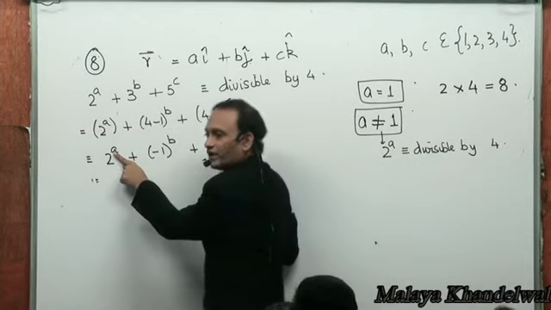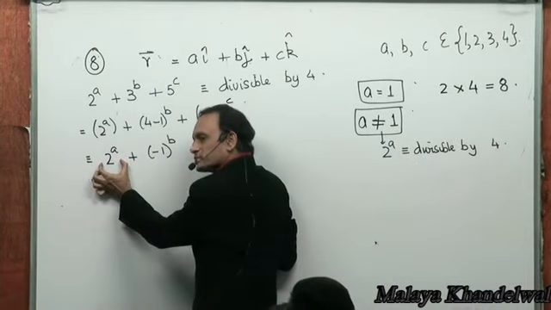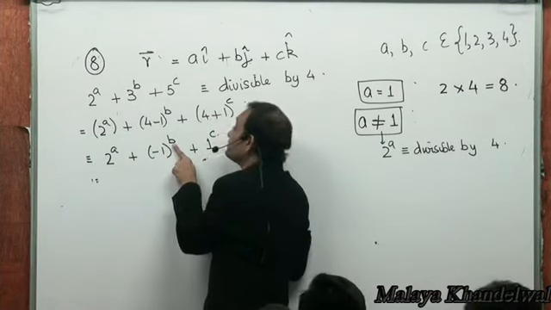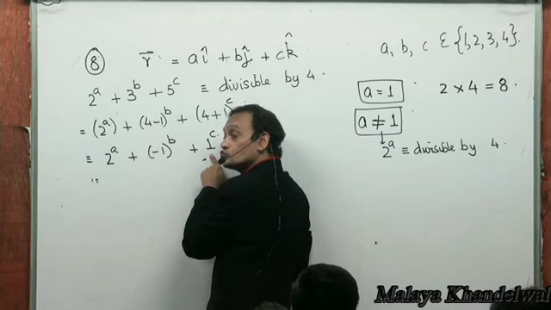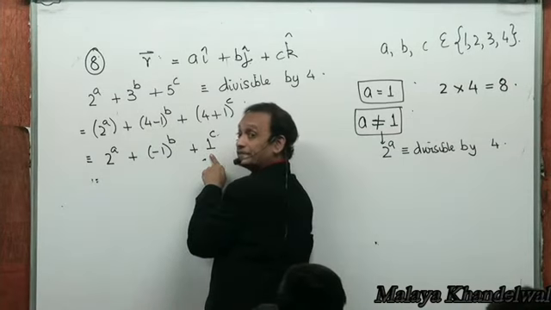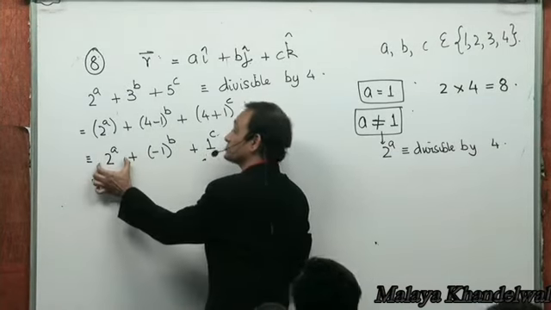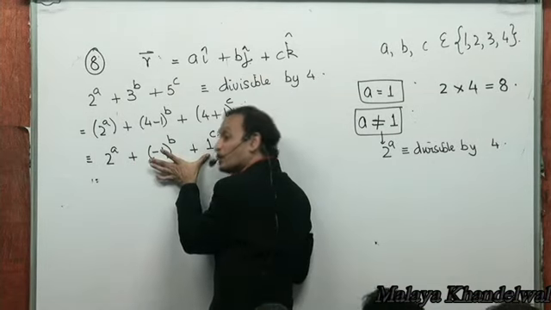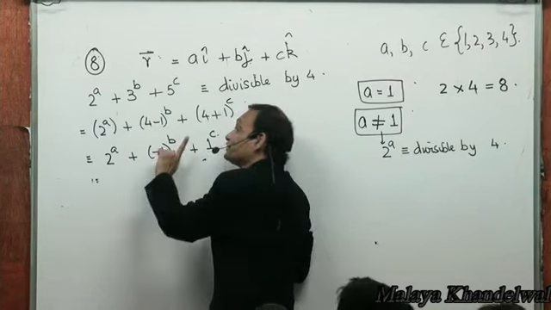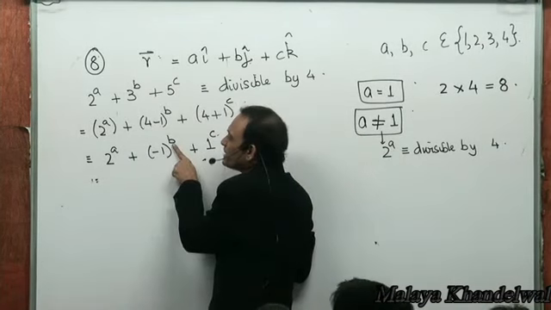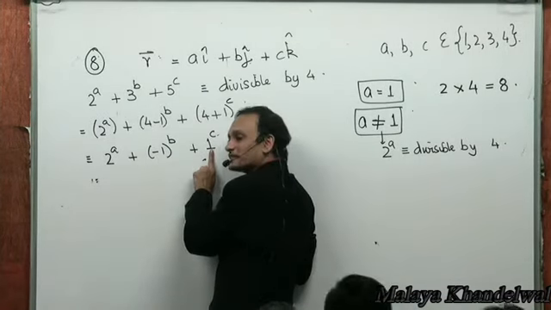If A is greater than 1, this is divisible by 4. And if B is even, this becomes 2, which is not good. Then this number will not be divisible by 4, because this will be divisible by 4 and this will leave a remainder 2 on dividing by 4. So B cannot be even. B therefore must be odd, because if B is odd, this will become -1 plus 1.